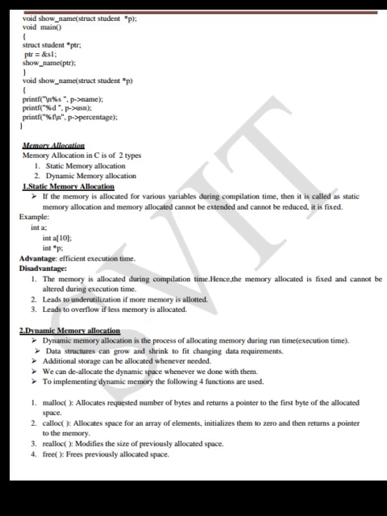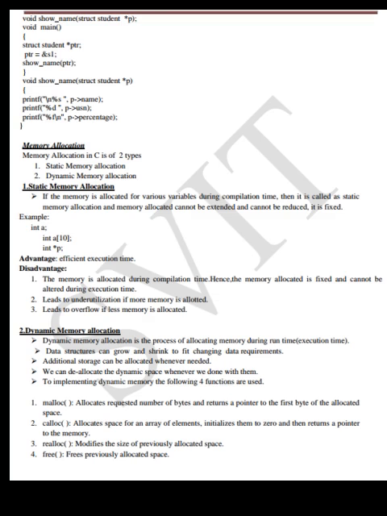Now let us see dynamic memory allocation. Dynamic memory allocation is the process of allocating memory during runtime, that is, execution time. Data structures can grow and shrink to fit changing data requirements. Additional storage can be allocated whenever needed. We can deallocate the dynamic space whenever we are done with it.